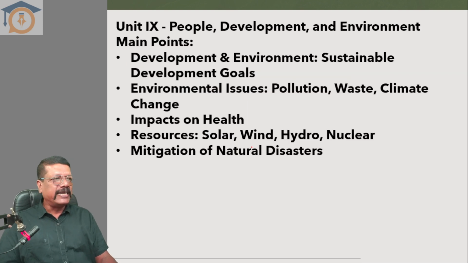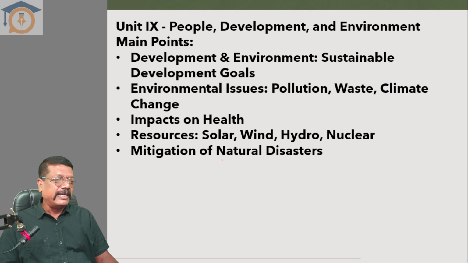Moving on to Unit 9, we have people, development, and environment. So here, development and environment, we have to look at the sustainable development goals, then environmental issues, specifically pollution, waste, and climate change. Then what are the impacts on health related to the environment? Okay, and then the resources, specifically the energy resources like solar, wind, hydro, and nuclear.